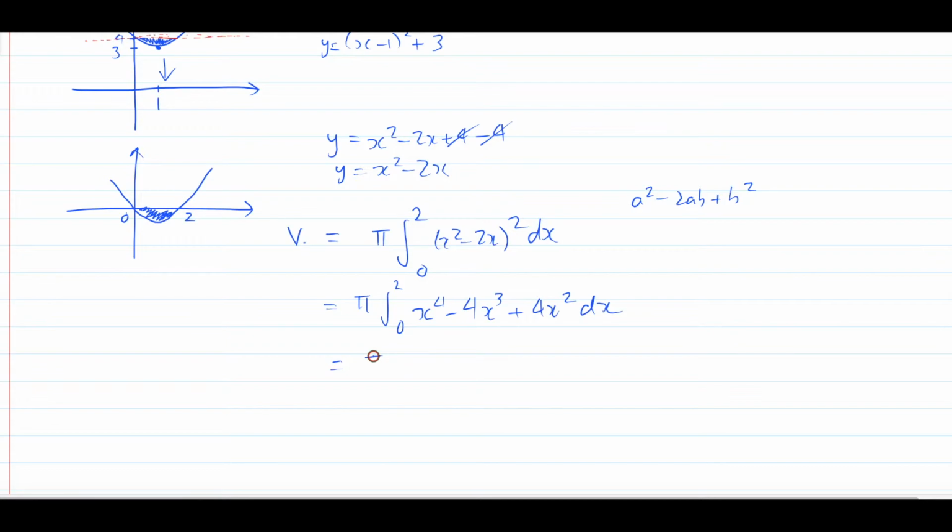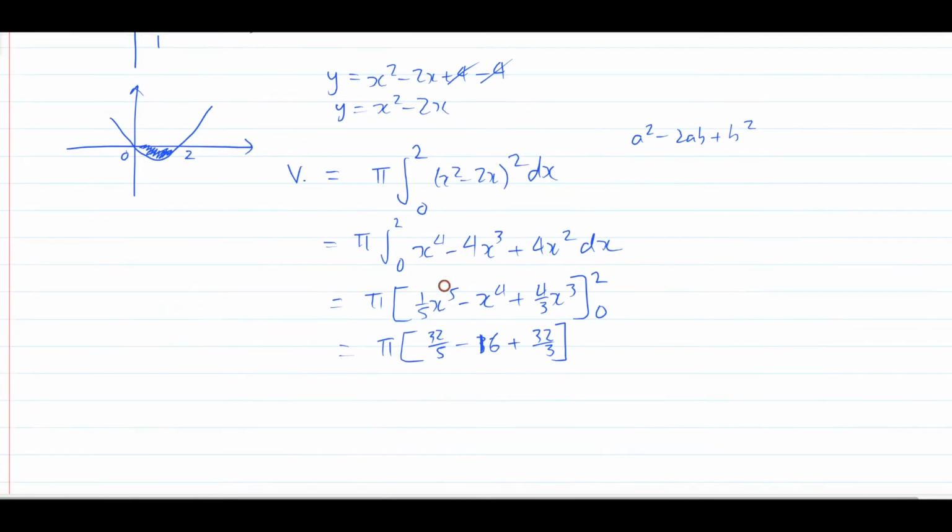Now let's antiderive quickly, and we get 1 on 5 x to the power 5 minus x to the power 4 plus 4 on 3 x to the power 3. Sub in 2, sub in 0, guys. Let's sub in 2 first. So that's 32 on 5 minus 16 actually, and then plus 32 on 3. When you sub in 0, it all disappears.